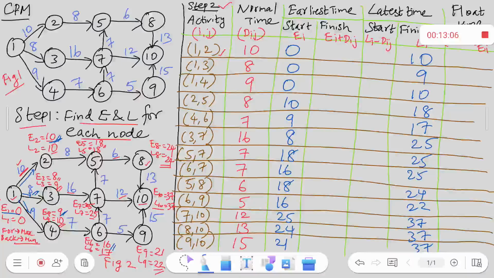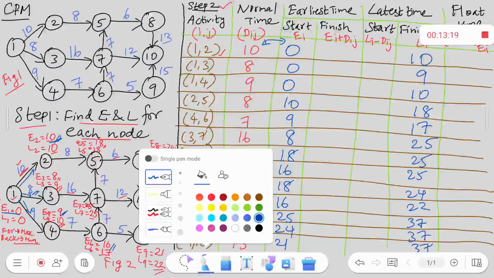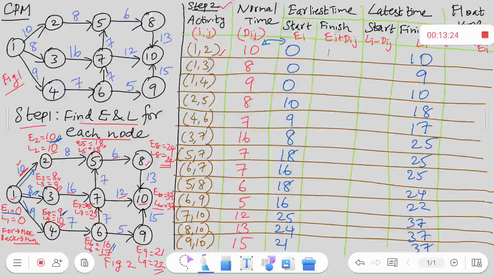Okay, after completing this, I have to put EI plus DIJ. So, EI plus DIJ is to add these two columns. So now it is 10, 8, 9. I am adding the first two columns: 16, 24, 25, 23, 24, 21, 37, 37, 36.